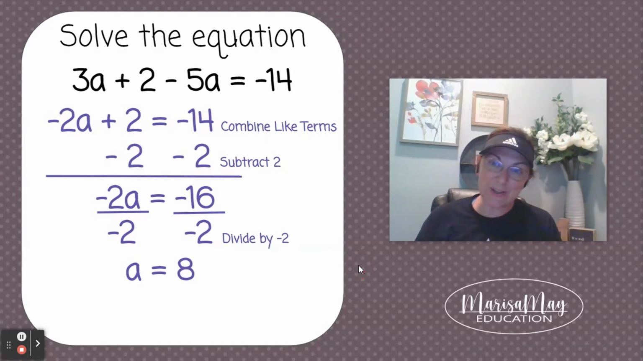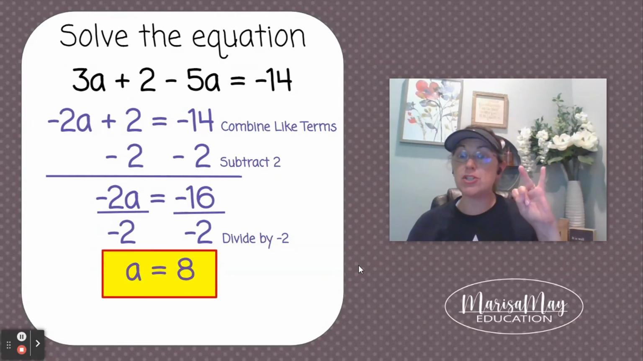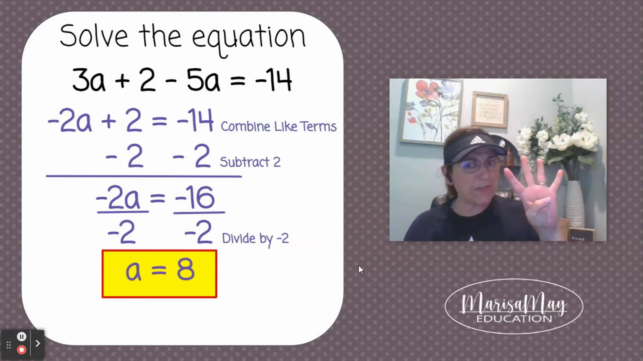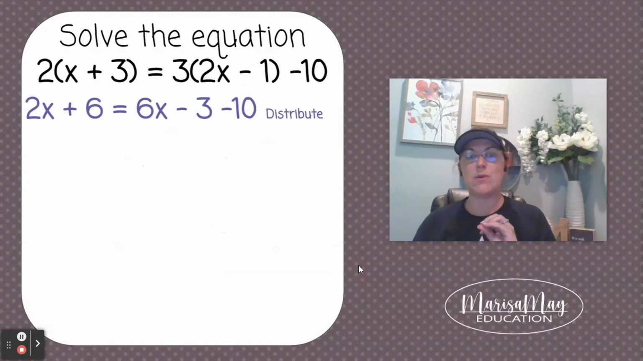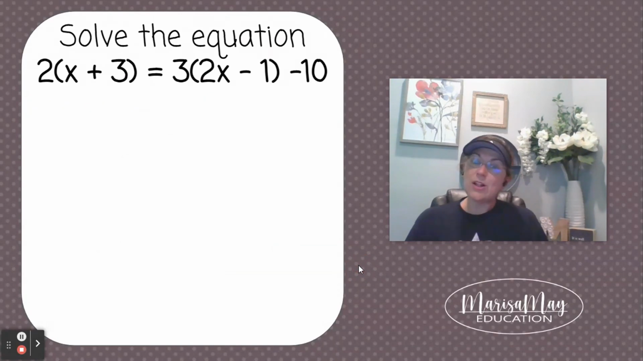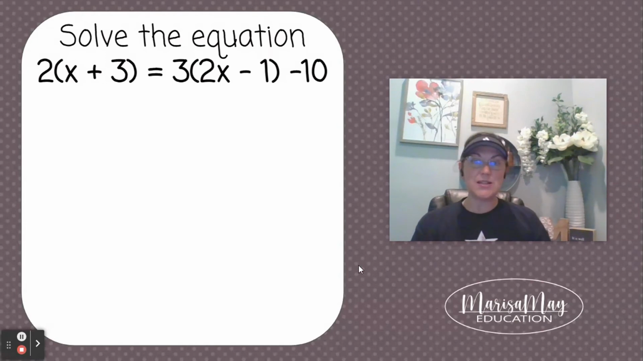So good work so far. We've made a lot of progress. We've gone through one-step equations, two-step equations. We've covered two different types of simplifying steps before we started into those two-step equations. And now let's take a look at a variable on both sides. Ooh, this one looks intimidating.